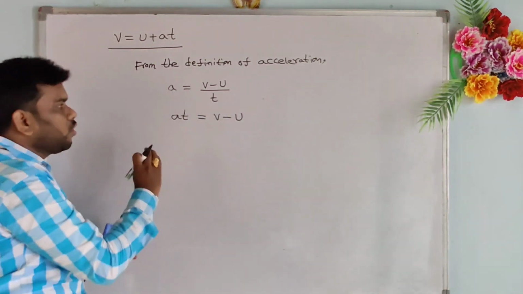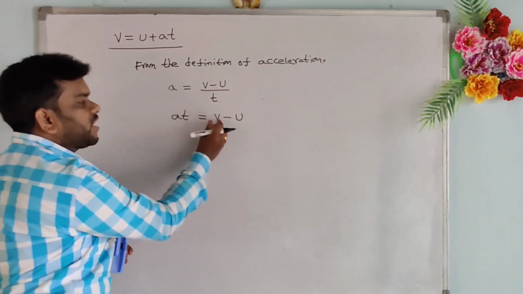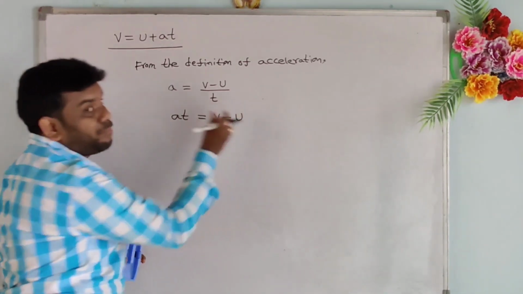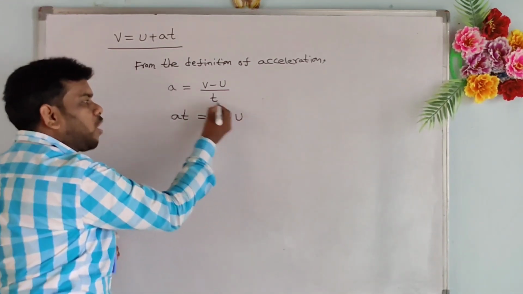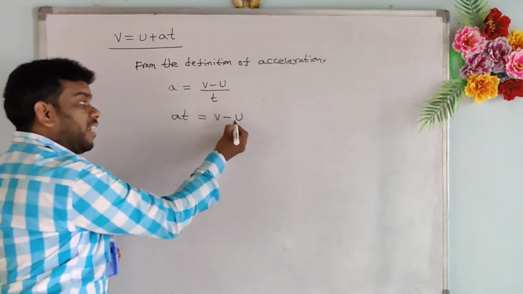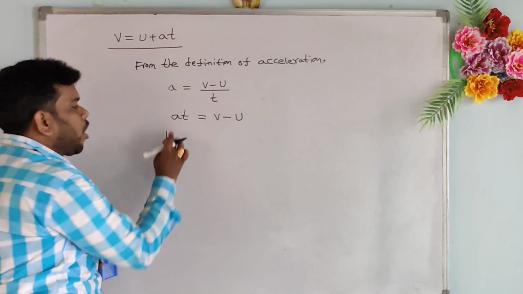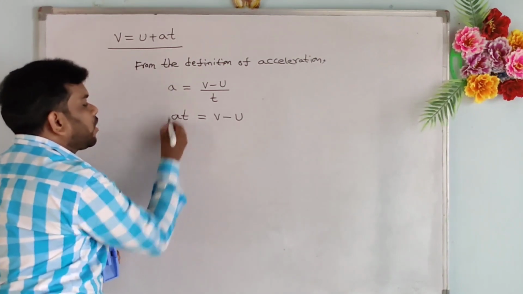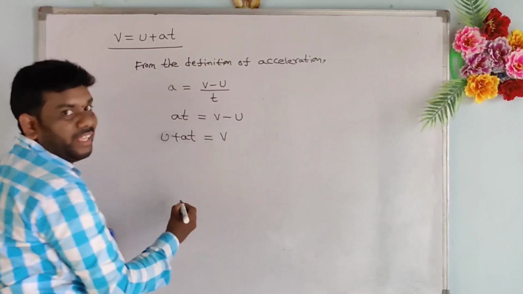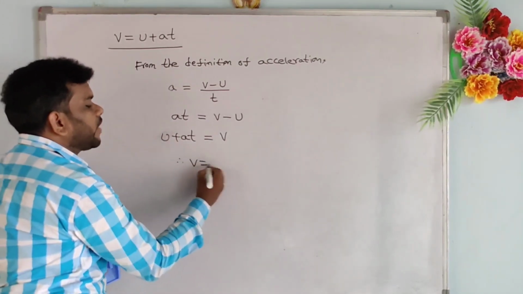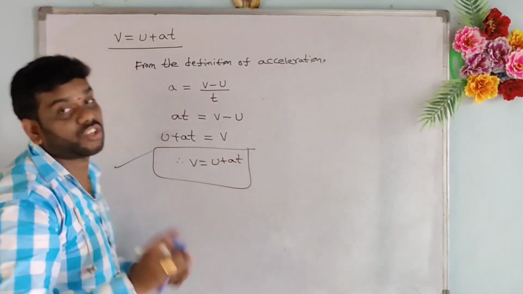Please listen carefully. AT equals V minus U. The minus U is transferred to this side, and becomes plus U. Already we have AT, equal to the remaining term V. Therefore V is equal to U plus AT. This is the derivation of the first equation of motion.